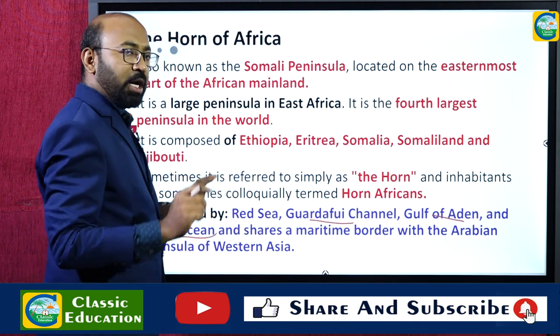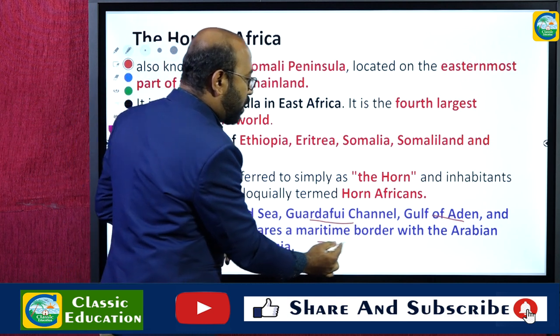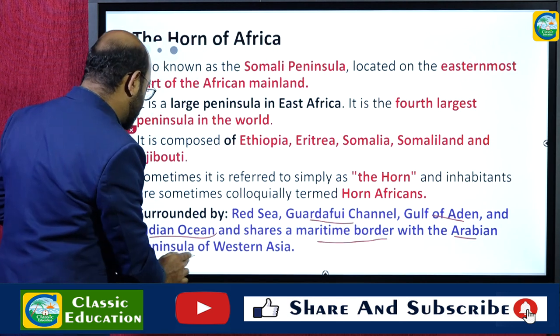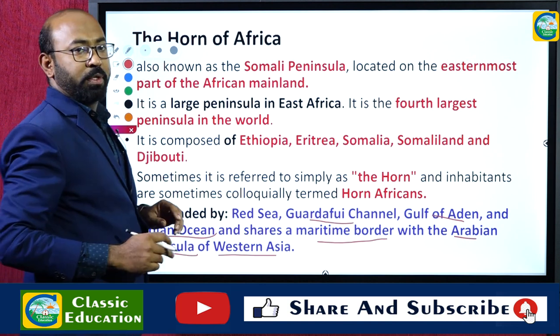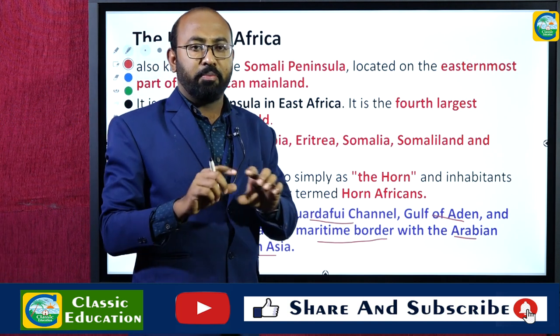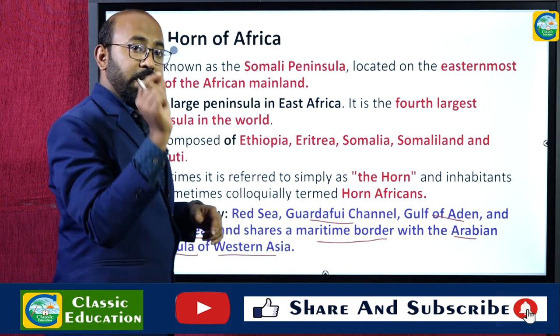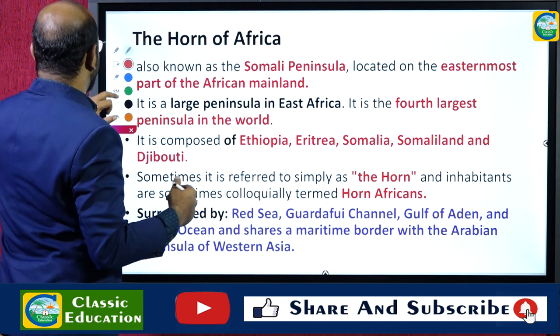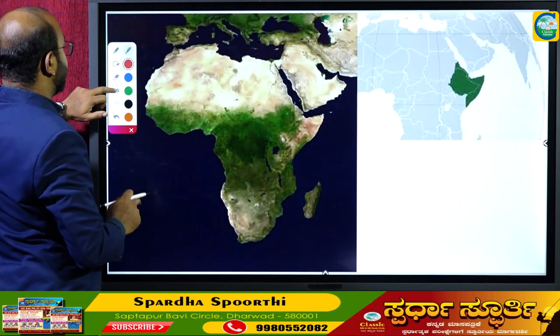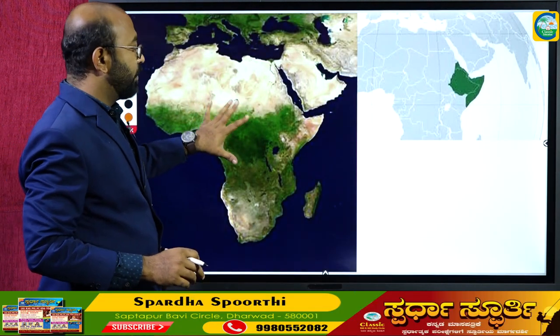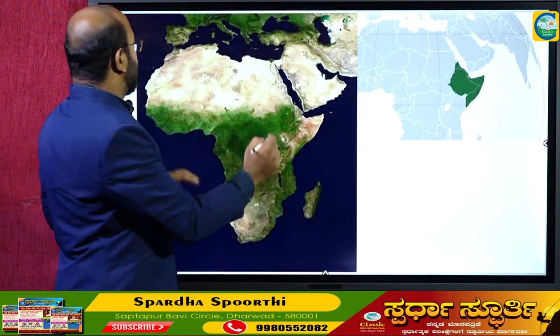This region also shares a maritime border, that means a water border, with the Arabian Peninsula of Western Asia in the Asian region. Okay, let's look into the map of this area. This is the African continent, right?